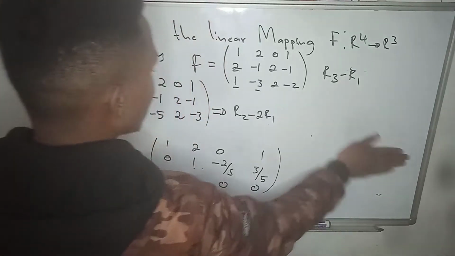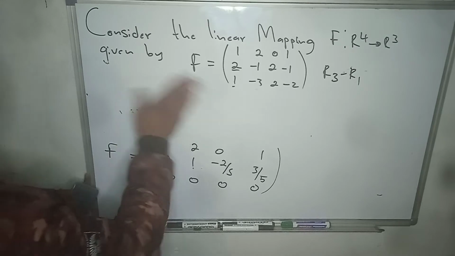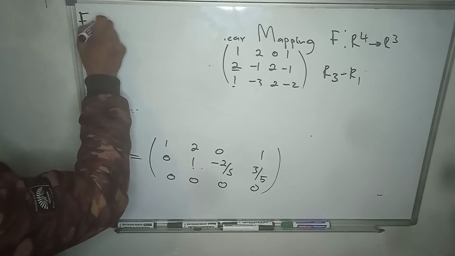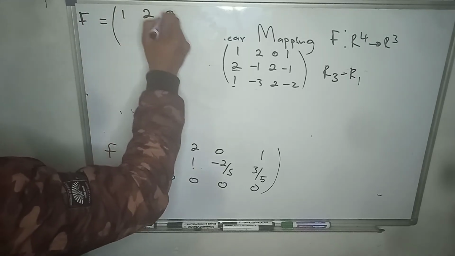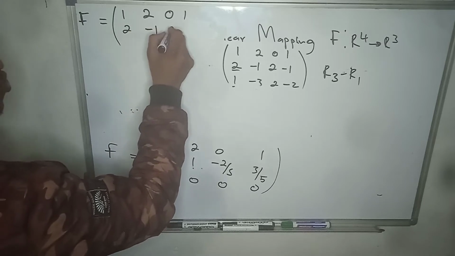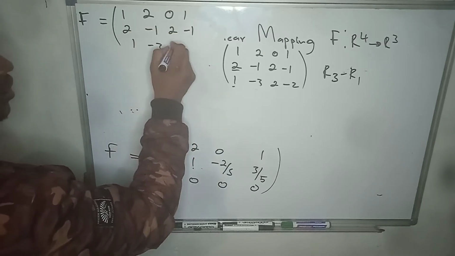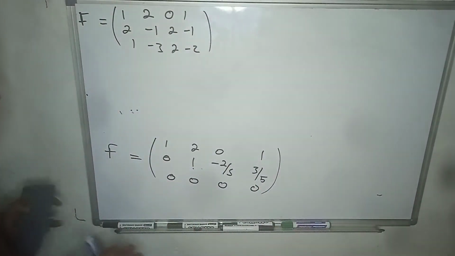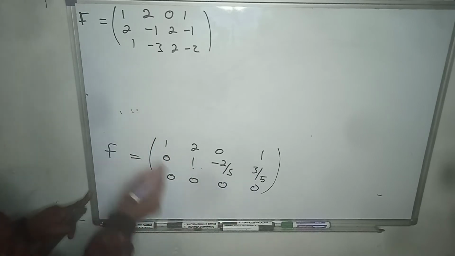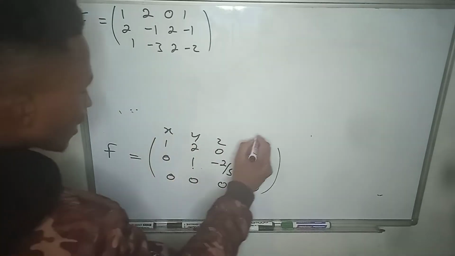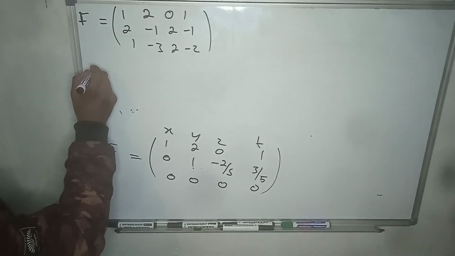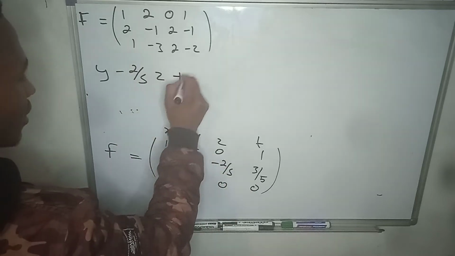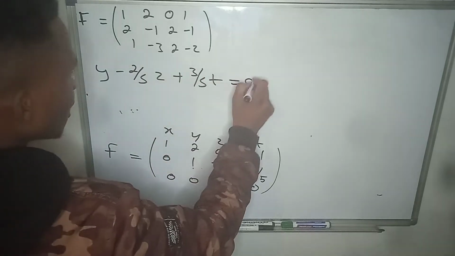So let me erase this part. This is our original matrix. Let me write it here. It's F. So it's 1, 2, 0, 1. 2 minus 1, 2 minus 1. 1 minus 3, 2 minus 2. So this was our original matrix. So how can I solve this? This will be x, y, z, and t. So it will be y minus 2 over 5z plus 3 over 5t, which is just 0.